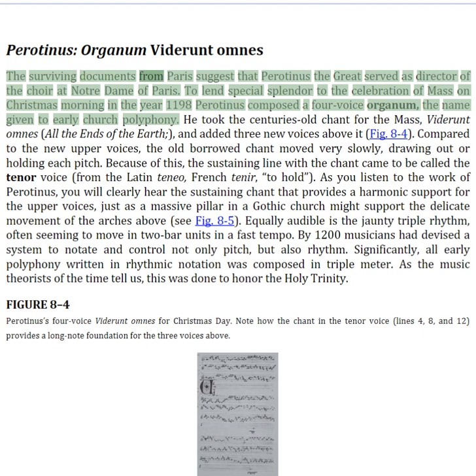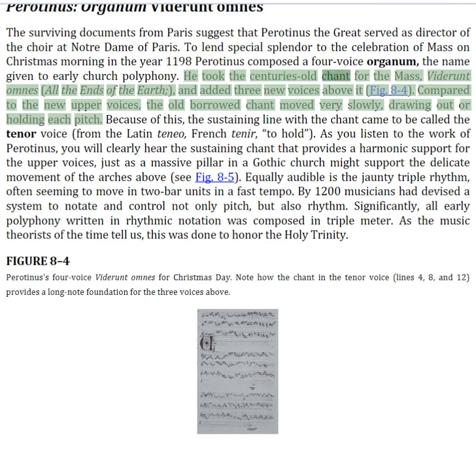Perotinus, Organum Viderunt Omnes. The surviving documents from Paris suggest that Perotinus the Great served as director of the choir at Notre Dame of Paris. To lend special splendor to the celebration of Mass on Christmas morning in the year 1198, Perotinus composed a 4-voice organum, the name given to early church polyphony. He took the centuries-old chant for the Mass, Viderunt Omnes, and added 3 new voices above it.